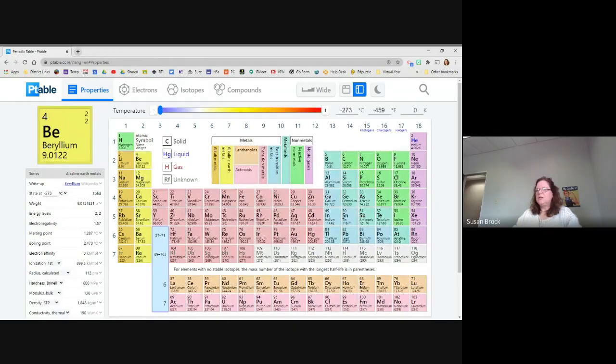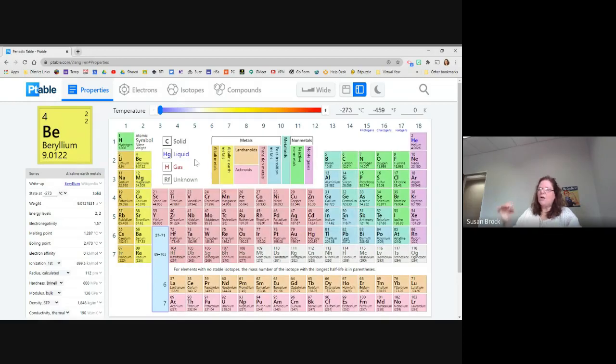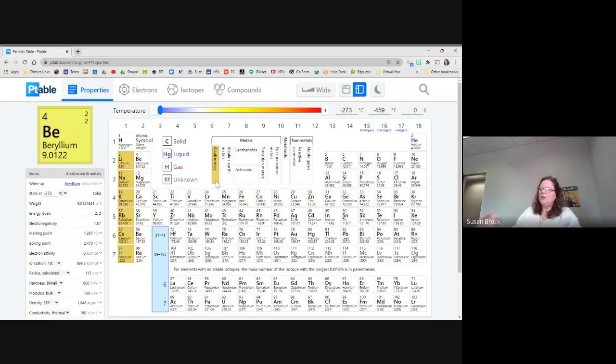Now, some of the groups have different properties. So the alkali metals here are more reactive than all the other metals. So when we say more reactive, that means that they will combine with other things really, really easy. Okay, so like they're the partiers. They want to get with other people, be with other people, and they don't really exist in nature by themselves. They're always combining with something else because they're very, very reactive.